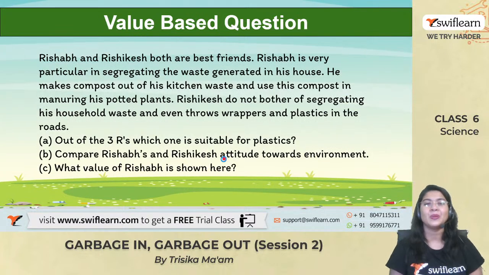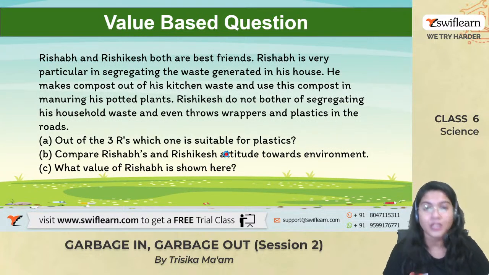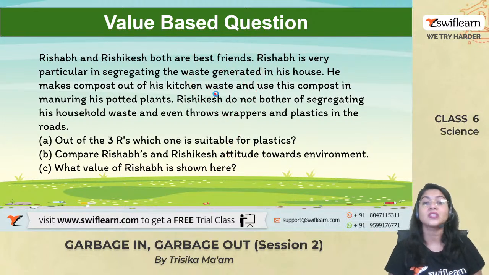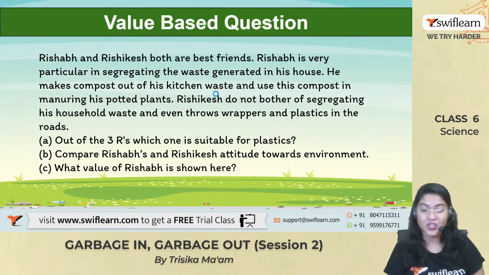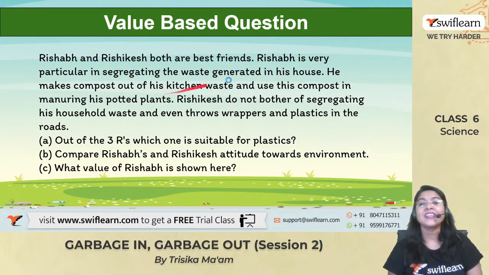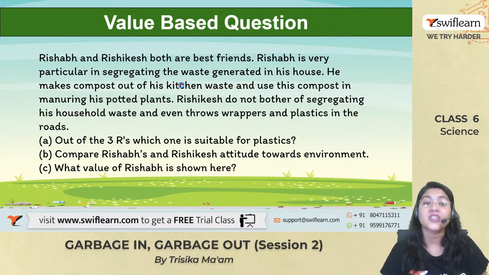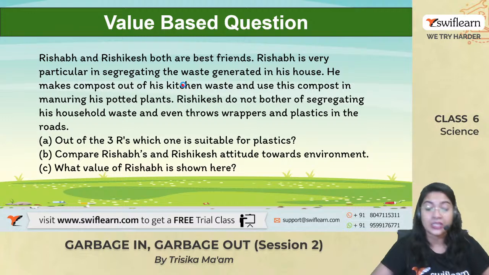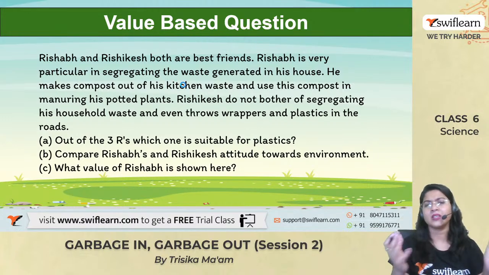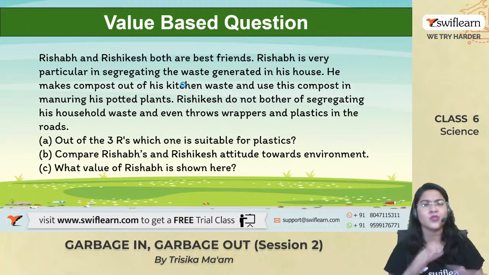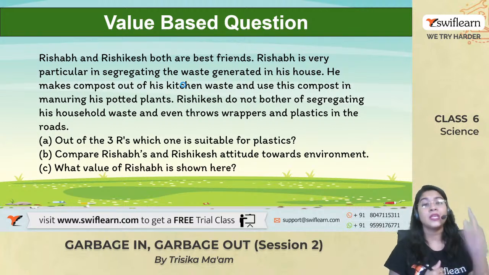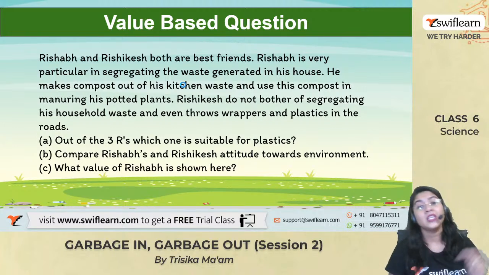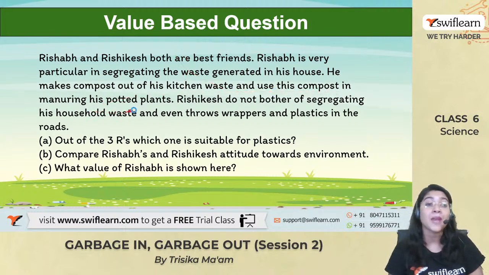Fine. Now let us move on to a value based question. One very nice situation is given here. Just go through the story and find the answers from the story only. Rishav and Rishikesh are very best friends. Rishav is very particular about segregating the different waste generated in his house. Whatever is generated in his kitchen or house, he segregates into different items. He makes compost out of his kitchen waste and uses this compost in manuring his potted plants.